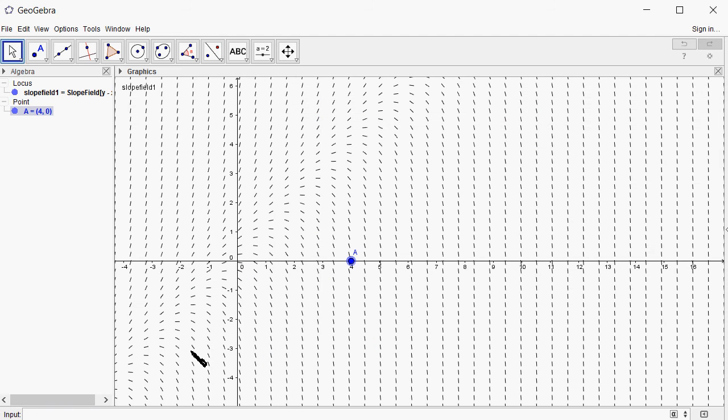On here we're going to draw a solution curve. So we say solve ODE. The equation was dy over dx equals y minus x. Then the point would be (4, 0). Maybe I'm going to call this function f of x. I'll just say f of x is equal to, and then hit enter.